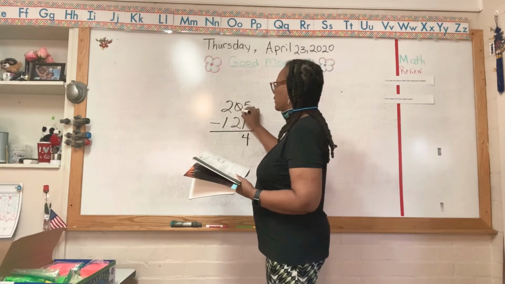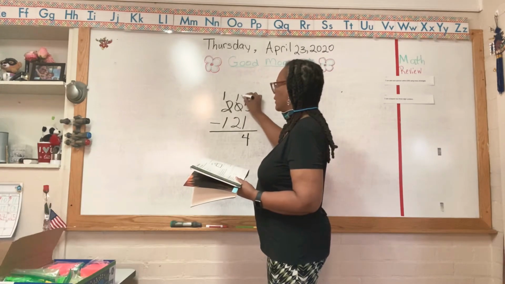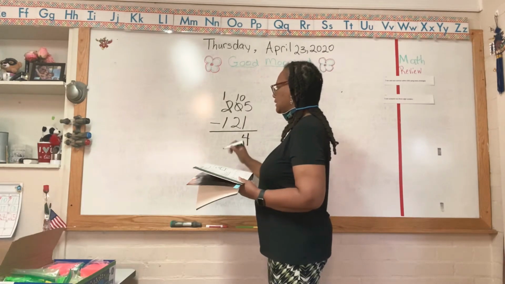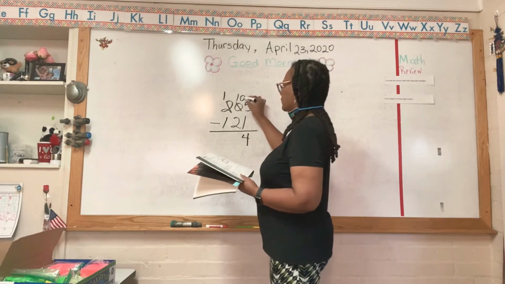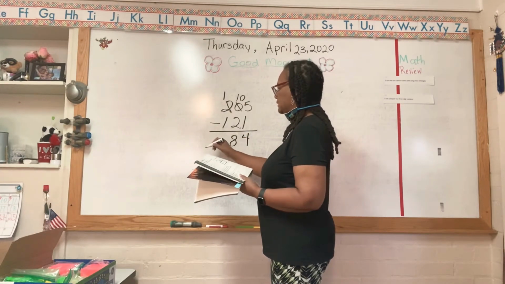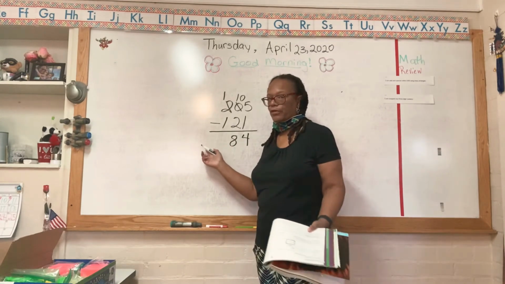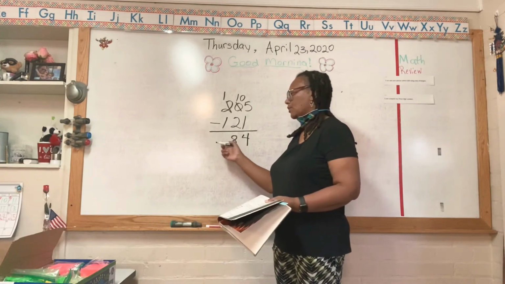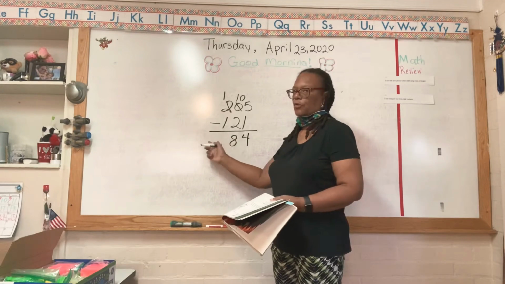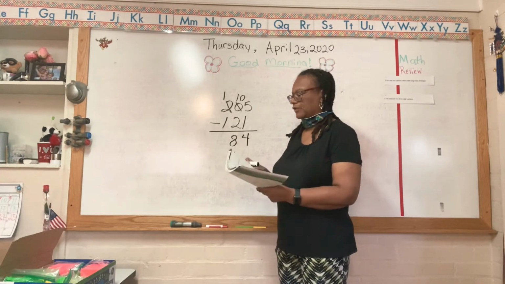Get 1 from here, leaves 1. Bring that 1 over here, is 10 tens. Now subtract. 10 minus 2 is 8. 1 minus 1 is 0. And if it's at the front of the number, you don't have to put a 0 there, because we know that a 0 means it's no hundreds. So the answer is 84.